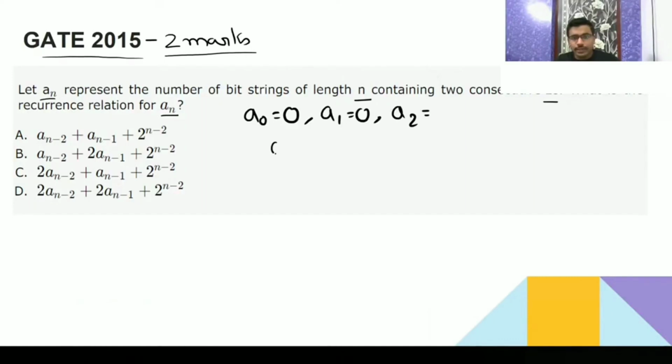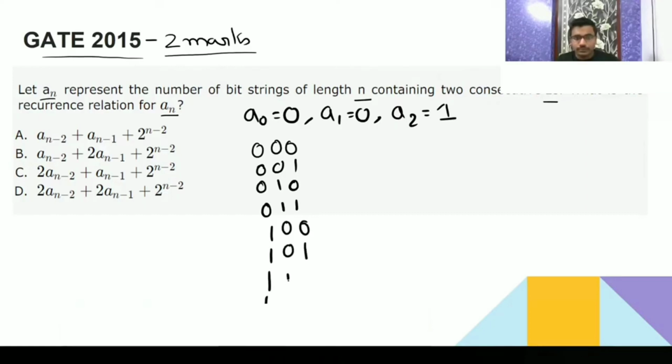A2: how many? 00, 01, 10, 11. Length 2 containing two consecutive ones: only one string is there. Now a3, how will it be? This is containing two consecutive ones, this is containing, this is containing. So a3 is containing 3. Similarly, a4 is containing 8.